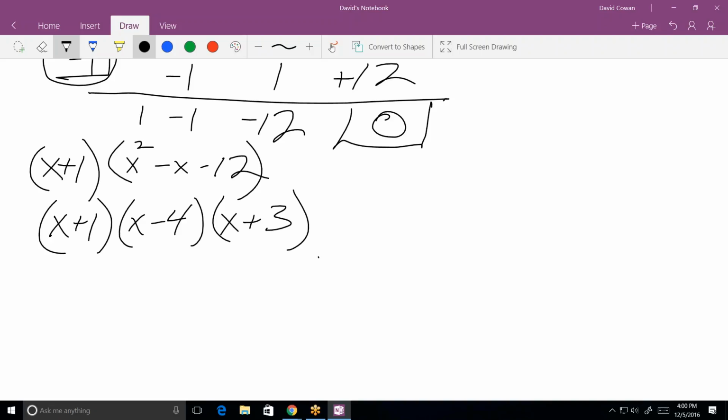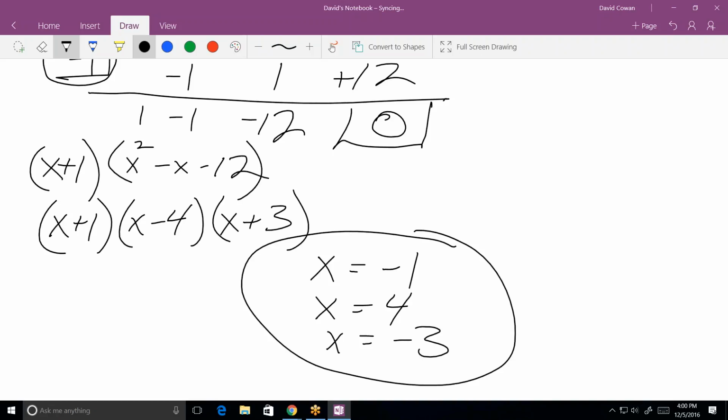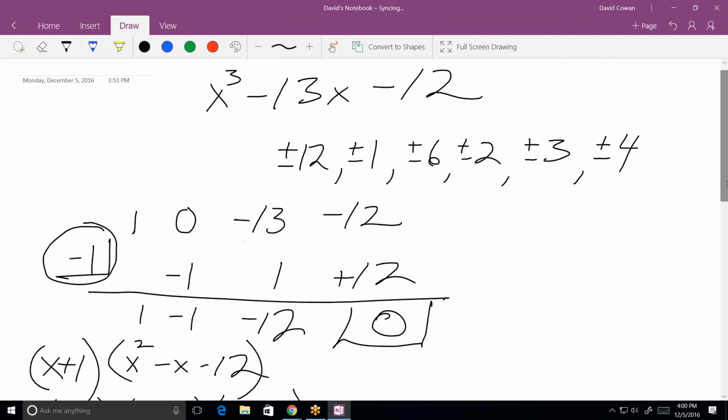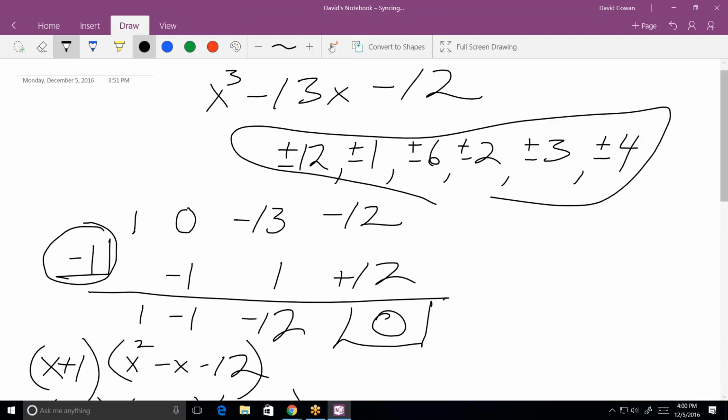So your three zeros are x equals minus 1, x equals 4, and x equals minus 3. So in this case, we had 3 rational zeros. And notice that all 3 of those are in our 12 potential answers. And there's really no easier way to do that problem. In other words, who knew that factoring quadratics or cubics would be this hard, but it is.